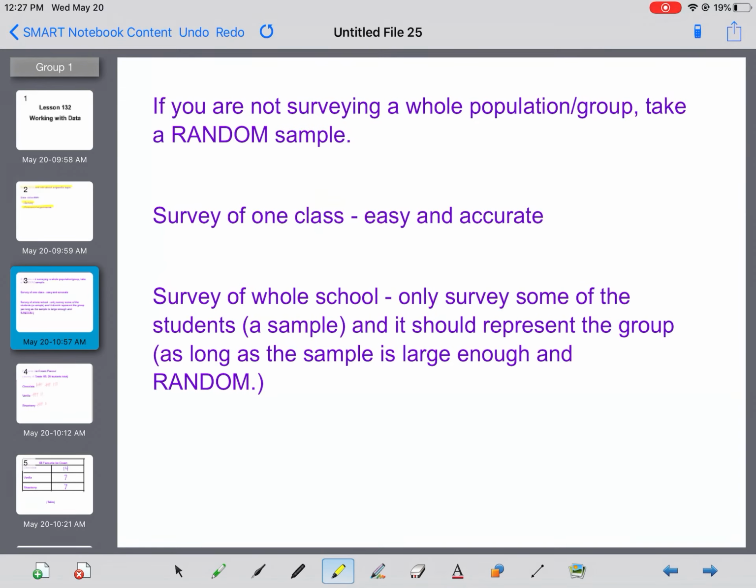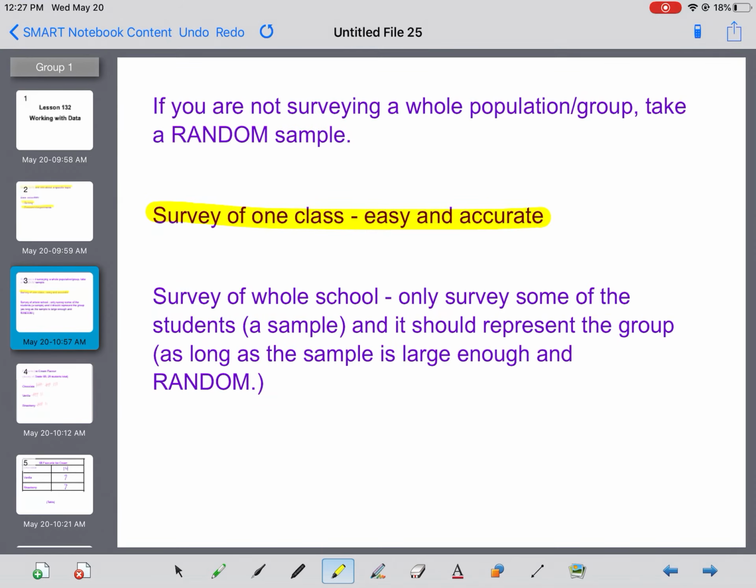So first of all, if you are not surveying or asking questions to a whole population or a whole group of people, you have to take a random sample. So let's break that down a bit. If you were to survey, for instance, the grade 6B class, you could ask all of them a series of questions. It would not be hard to do. It would not be hard to gather that information. There are only 28 members of the class. You can ask 28 people a question or multiple questions, no problem.